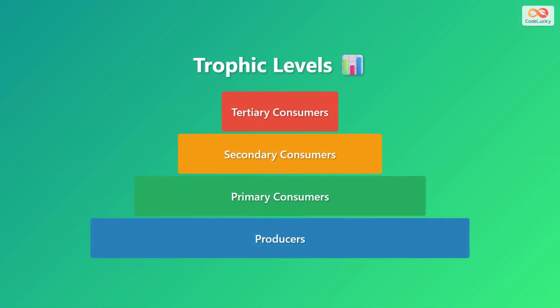Every ecosystem has four main trophic levels. At the base, we have producers like plants and algae that make their own food through photosynthesis. Above them are primary consumers, which are herbivores that eat plants. Next comes secondary consumers, which are carnivores that eat herbivores. At the top are tertiary consumers, which are top predators that eat other carnivores. Each level gets its energy by consuming organisms from the level below it.